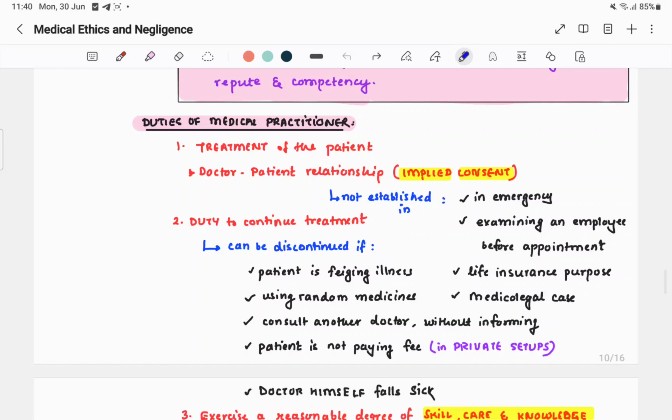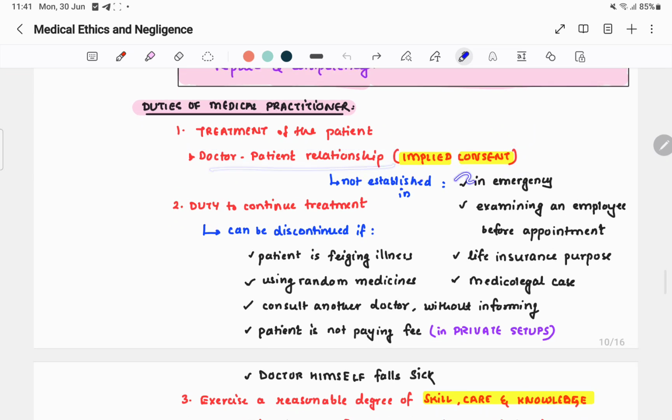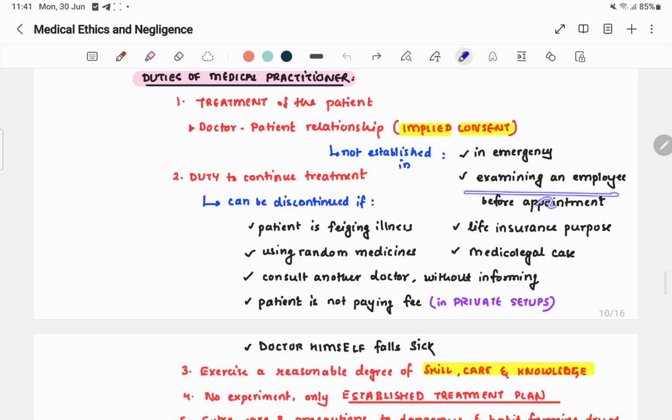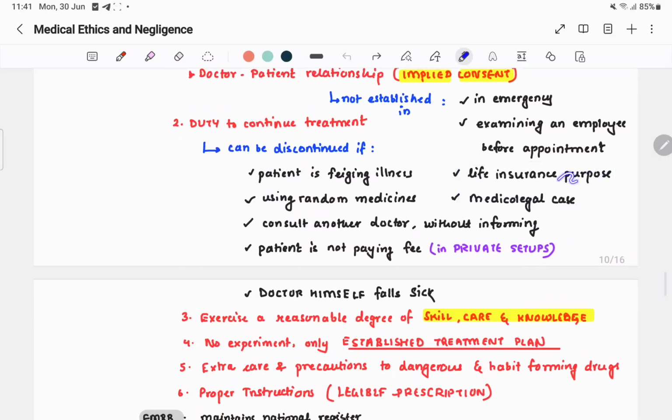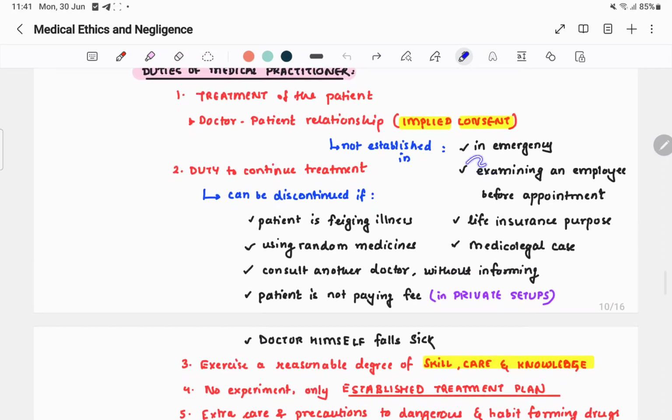Duties of a medical practitioner, treatment of the patient. He or she has to establish a doctor-patient relationship, which is the implied consent, right? Doctor-patient relationship is not established in an emergency. If he is examining an employee before appointment, for life insurance purposes, or a medico-legal case, okay, in these cases there is no doctor-patient relationship. Medico-legal, emergency, before appointment, you can't establish a rapport or a doctor-patient relationship with a cadaver, or with a patient suffering from pulmonary embolism and stroke, okay.